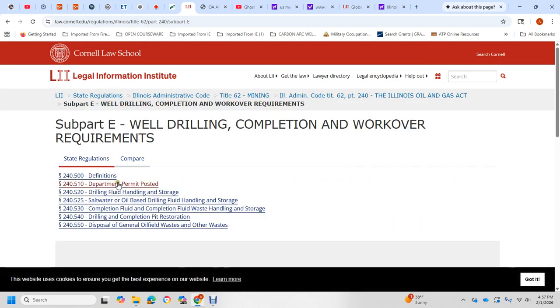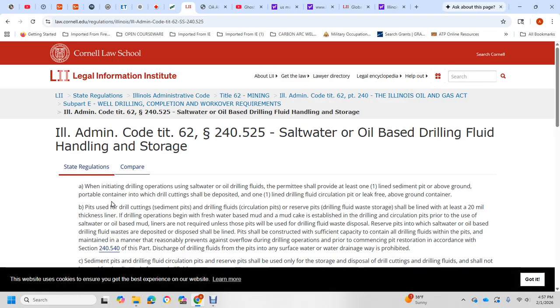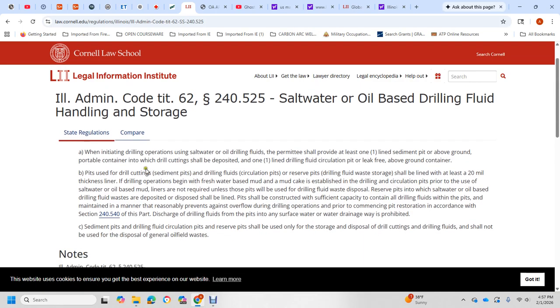525, saltwater and oil-based drilling fluid handling and storage. When drilling with saltwater or oil-based drilling fluids, the permittee shall provide at least one lined sediment pit or above ground portable container, with the drilling cuttings deposited in one drilling fluid circulation pit or leak-free above ground container. Pits used for drilling cuttings, such as sediment pits, drilling fluid circulation pits, reserve pits, and drilling fluid storage pits, should be lined with at least a 20 mil thickness liner.